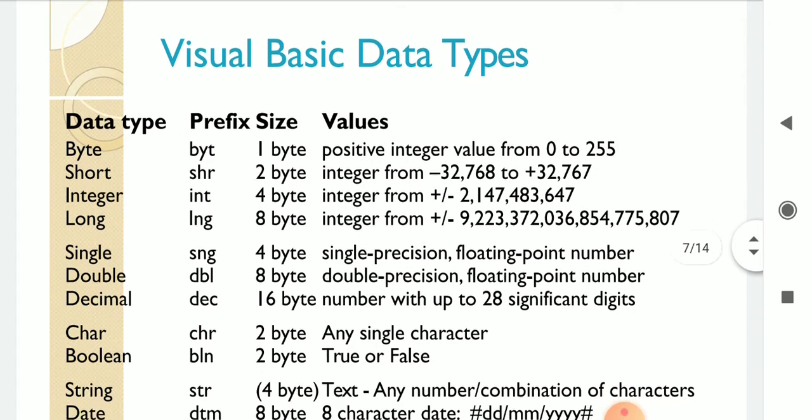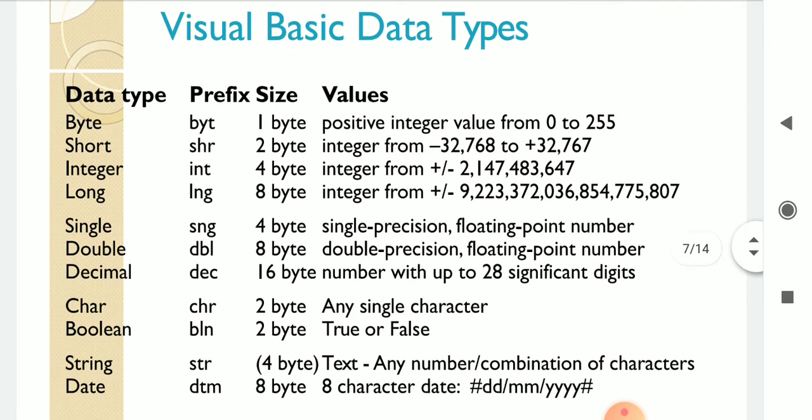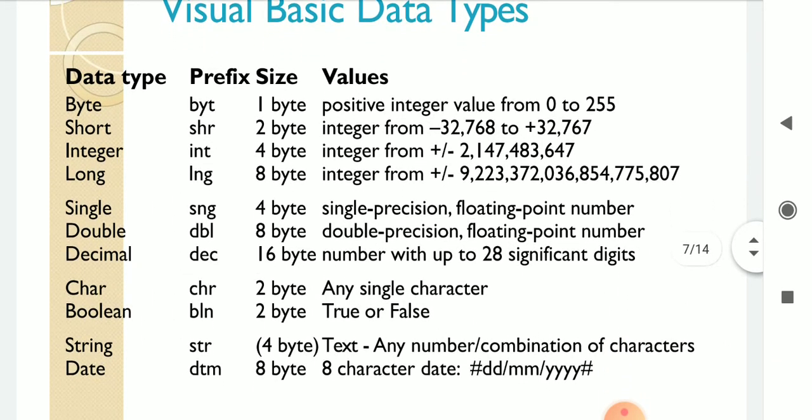What are the data types in Visual Basic? We have a number of data types: byte, short, integer, long, single, double, decimal, character, boolean, string, even date also. So here are the prefixes, size and values given in front of the particular data type. You have to go through this slide very carefully.